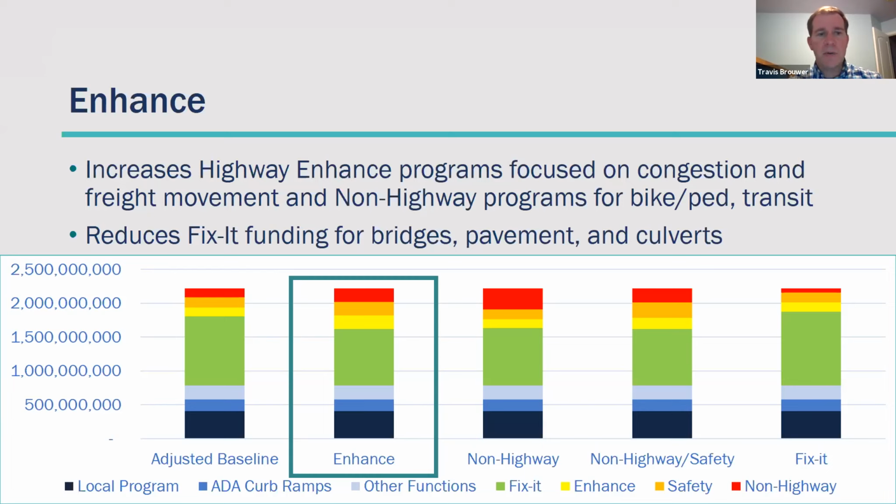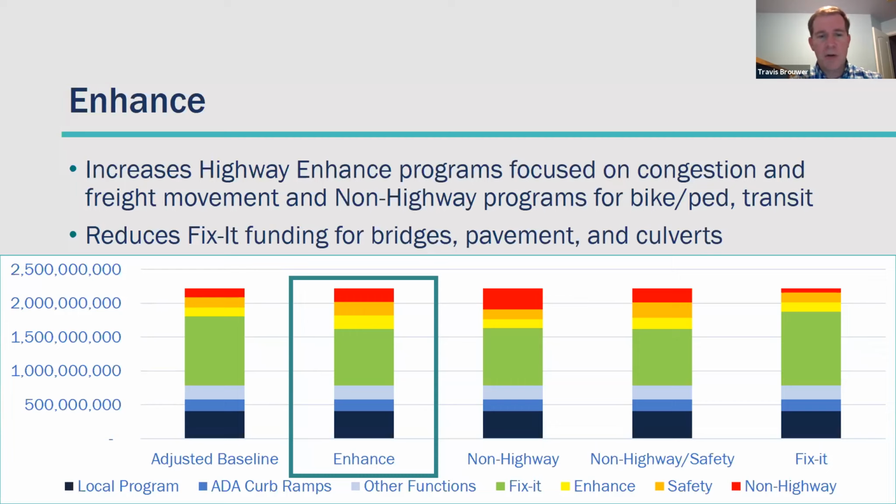So the enhanced scenario is really focused on a number of different programs. It increases the highway enhanced programs that are focused on congestion relief and freight movement, as well as the non-highway programs for bicycle, pedestrian, and transit. It does that by reducing fix-it funding for bridges, pavement, and culverts. So this is really focused a little bit on increasing the amount of funding that goes to enhanced programs to help with accessibility and mobility for both users of our roads, as well as for other modes of the transportation system.